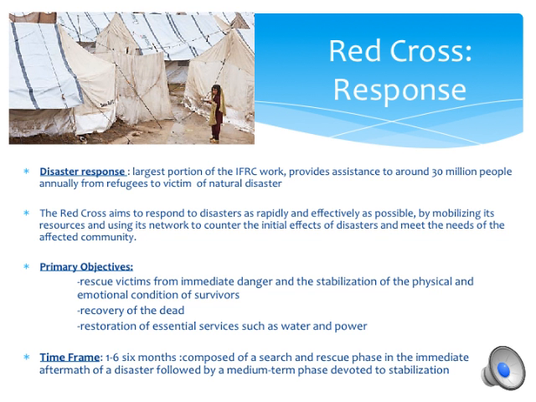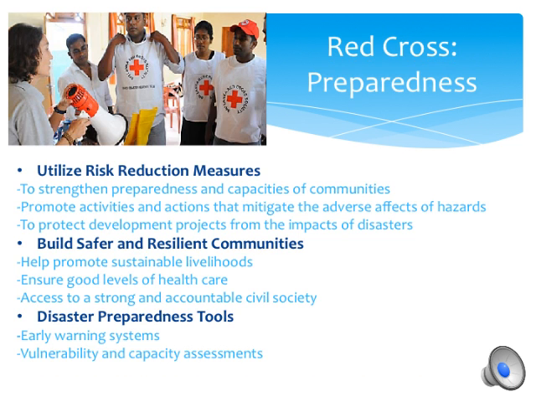The Red Cross aims to respond to disasters as rapidly and effectively as possible by mobilizing its resources and using its networks to counter the initial effects of disasters and meet the needs of the affected community. Its primary objectives are to rescue victims from immediate danger and to ensure the stabilization of the physical and emotional conditions of survivors, recover the dead, and restore essential services like water and power. The general timeframe of response activities ranges from 1 month to 6 months and is composed of a search and rescue phase in the immediate aftermath of a disaster, followed by a medium-term phase devoted to stabilization.